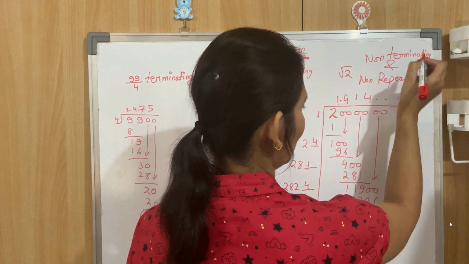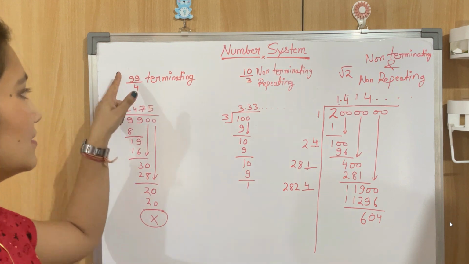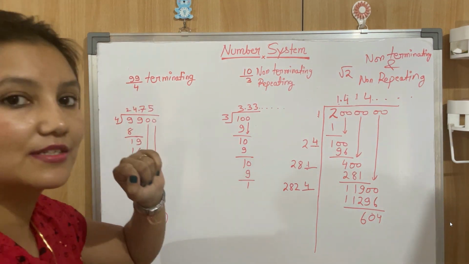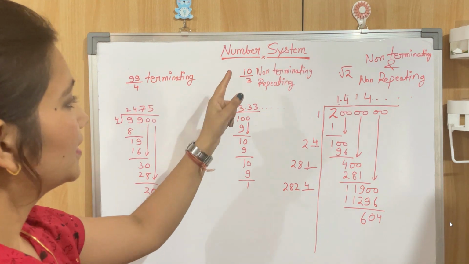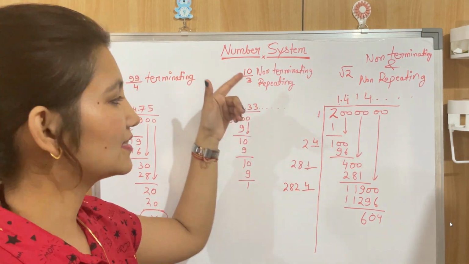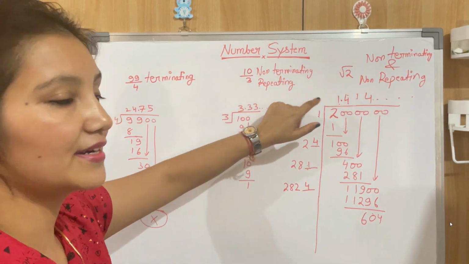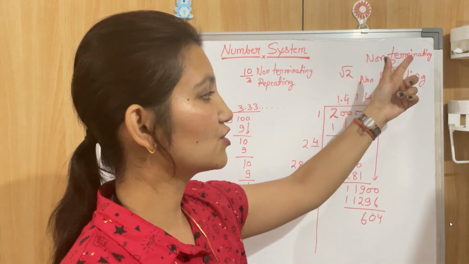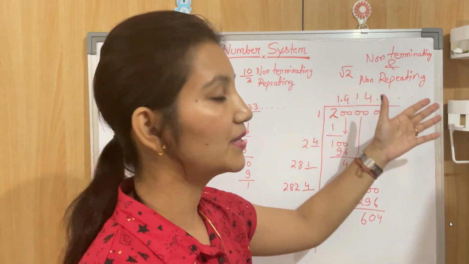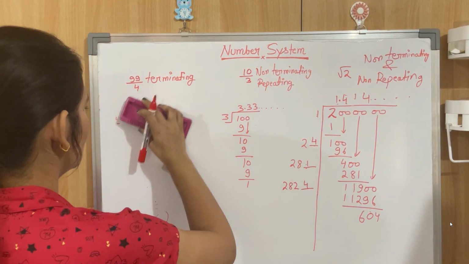Okay, now let's see the difference. 99/4, what kind of number is it? It is a rational number which terminates. 10/3, what kind of number is it? It is a rational number which doesn't terminate but it gets repeated. But root 2 neither gets terminated nor gets repeated. So I think the difference is clear to you.